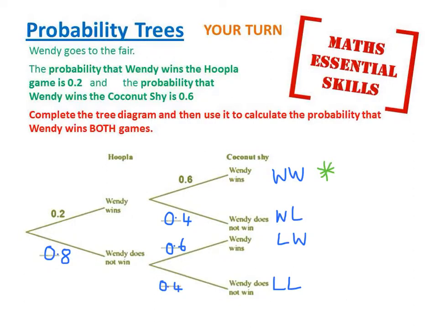Always multiply the numbers to find the eventual probability at the end of the tree. And that's the end of this question.